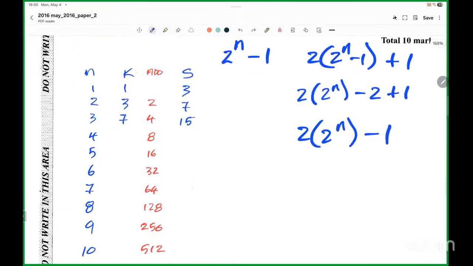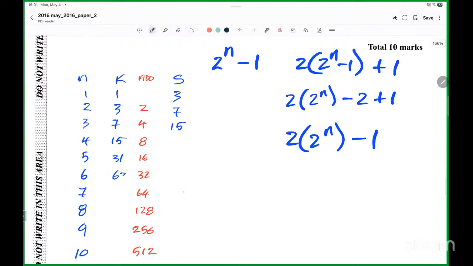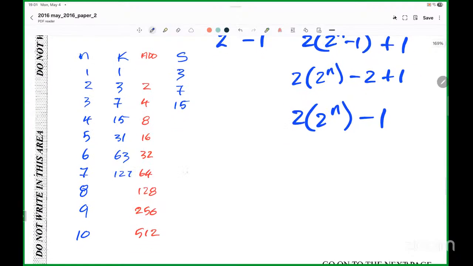I'm in the exam. So I add 8 to this now. 7 and 8 how much? 15. Add 16, how much may I get now? 31. Then I add 32, how much may I get? 63. Then I add 64, how much may I get? 127.